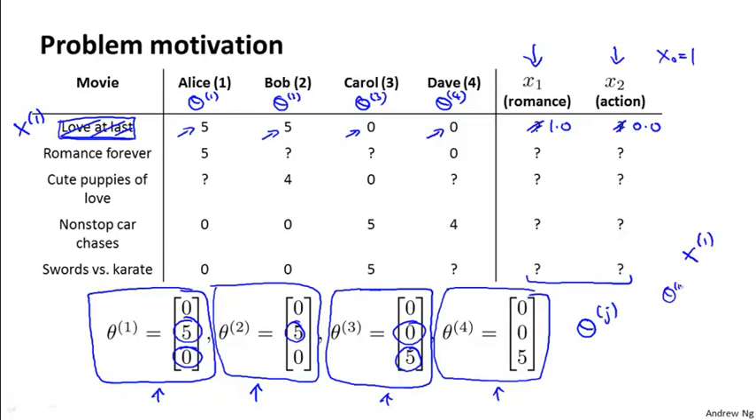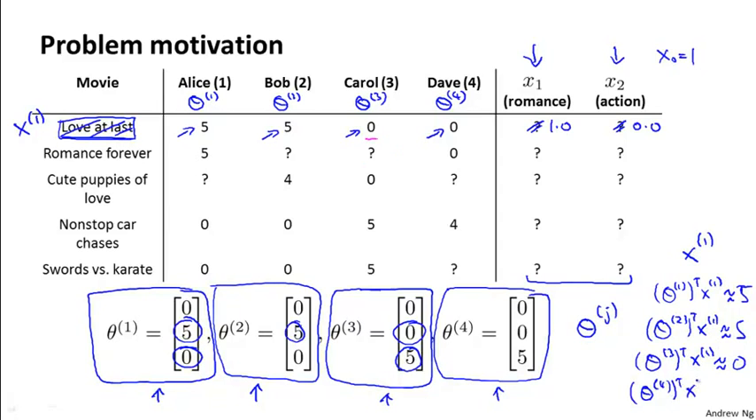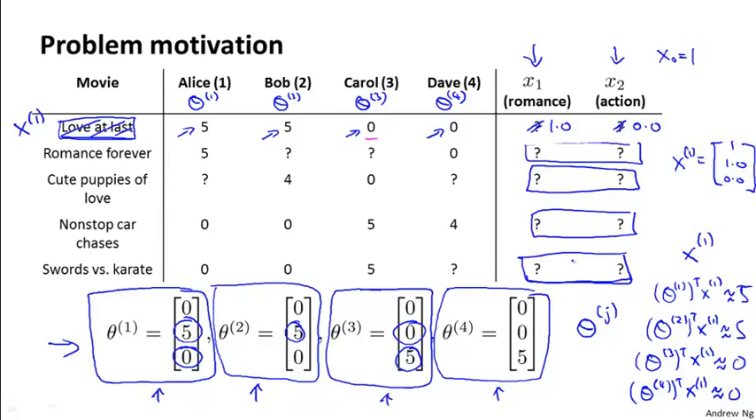This example is a little bit mathematically simplified, but what we're really asking is what feature vector should x1 be so that theta1 transpose x1 is approximately equal to 5, that's Alice's rating, and theta2 transpose x1 is also approximately equal to 5, and theta3 transpose x1 is approximately equal to 0, so this would be Carol's rating, and theta4 transpose x1 is approximately equal to 0. And from this it looks like x1 equals 1, that's the intercept term, and then 1.0, 0.0. That makes sense given what we know of Alice, Bob, Carol, and Dave's preferences for movies and the way they rated this movie. And so more generally, we can go down this list and try to figure out what might be reasonable features for these other movies as well.